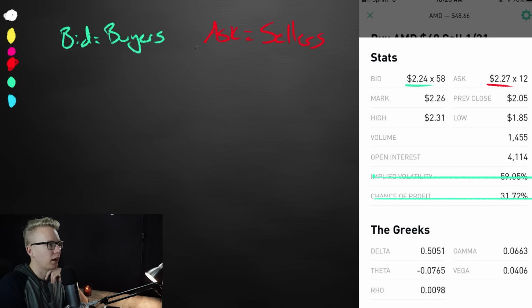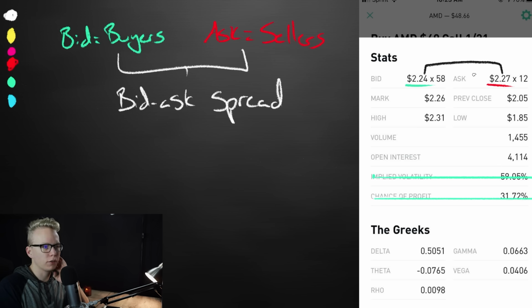And you can see how many people are buying and selling because you can see the number right next to it. So there are 58 orders at the price of $2.24. Those are buy orders. There are 12 orders at the price of $2.27. Those are sell orders. That difference between the bid and the ask, the 3-cent difference in premium, is called the bid-ask spread.